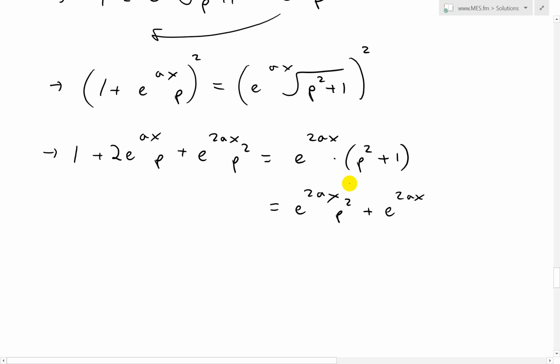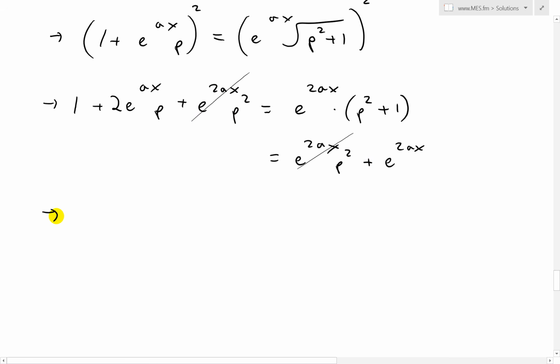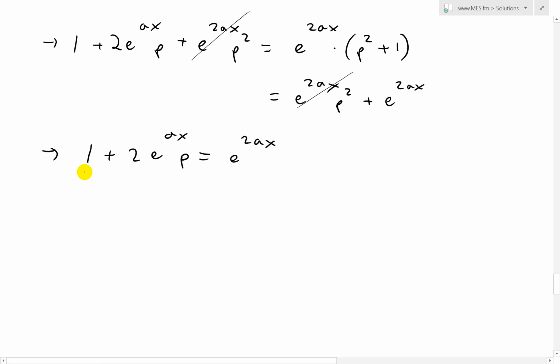But notice here, this is the same as this one, e^(2ax) times p squared, like that. And then there's p squared. Those cancel, so what we're left with is 1 plus 2e^(ax) p equals this part here, e^(2ax), like that. Now we can move this over to this side and divide it out. Then divide this part out.